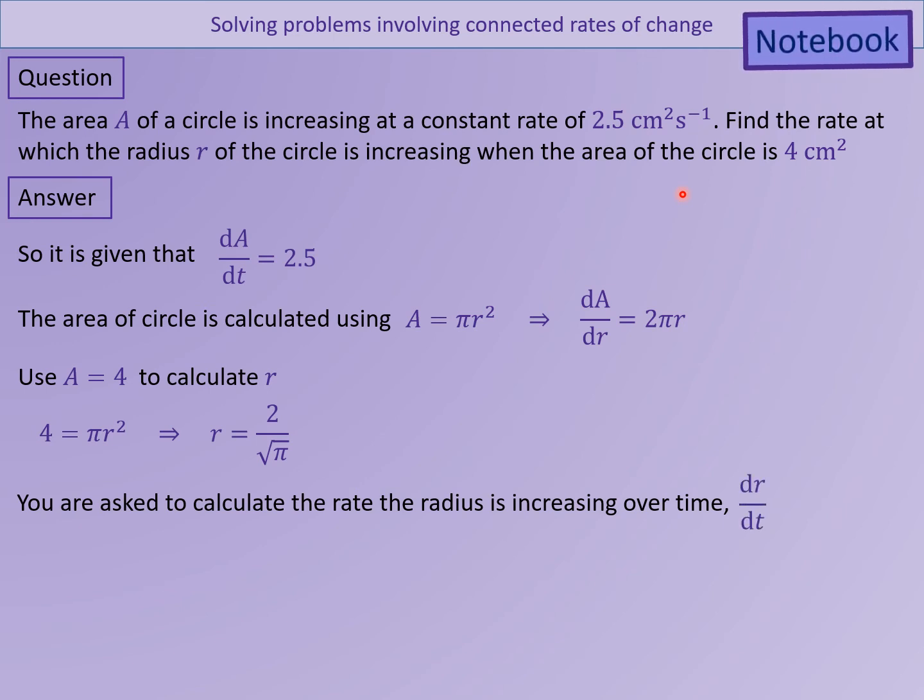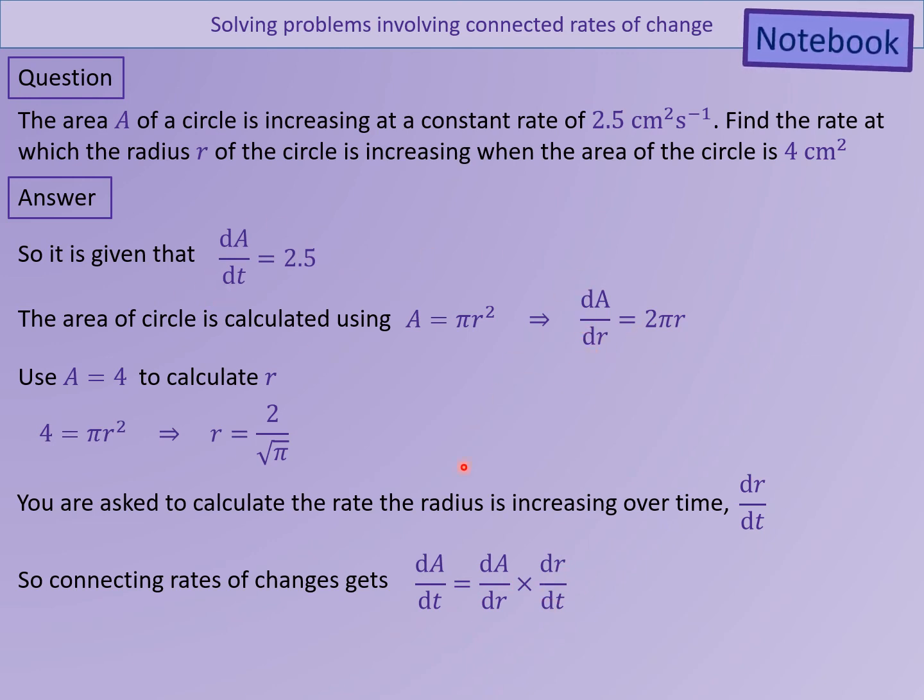That means I need to work out the change in radius over the change in time. Okay, so I want to work out dr over dt, but I don't have dr over dt. I do have dA over dt and dA over dr. Noticing that when I fill this in, I always make sure that these two are the same, so they can cancel out. The dr and the dr cancel out. So I should be looking at these and thinking, right, I want dr over dt.